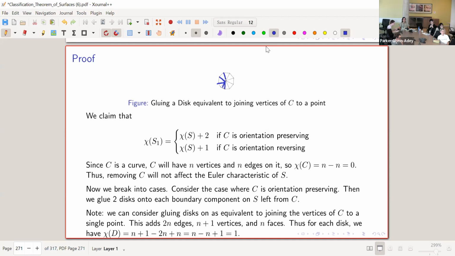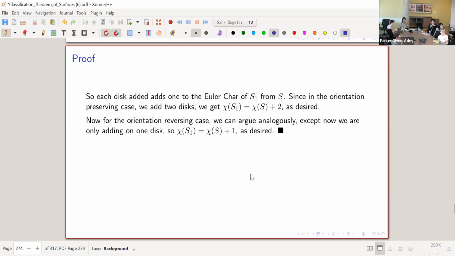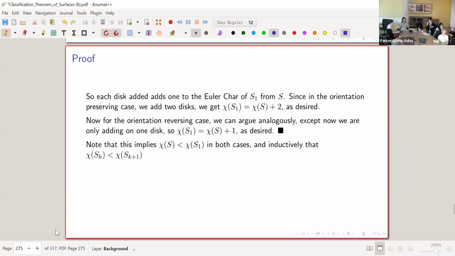So this will add 2n edges, the edges on here and then the edges on here, n plus 1 vertices, because you have the vertices around here and inside of here, and it will add n faces. So in the end, adding on a disk brings up the Euler characteristic by 1. In the orientation preserving case, since we added on 2 disks, it goes up by 2. For the orientation reversing case, we can argue analogously, except now we're only adding on 1 disk. Same argument. So this implies that the Euler characteristic goes up after each surgery, and we can argue inductively this happens every single time.